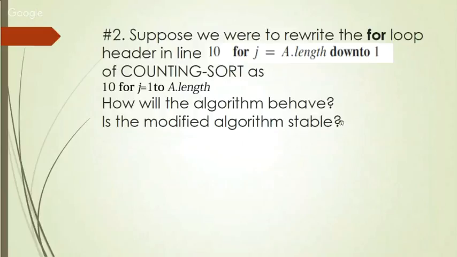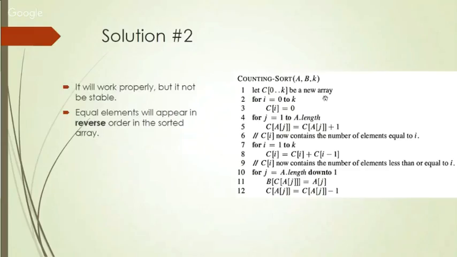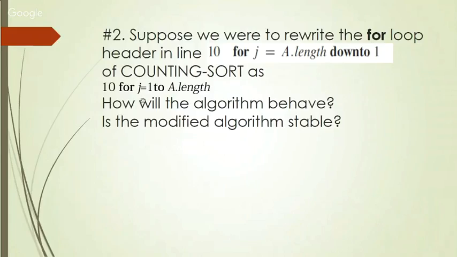So the question you're asking. Well, in essence, the solution is it will work properly, but it will not be stable. Why would it work properly? Notice that what you're proposing is to change the for loop, say from 1 to the length of the array.